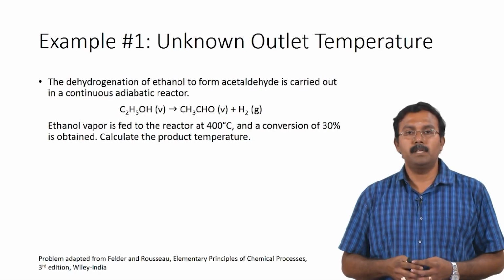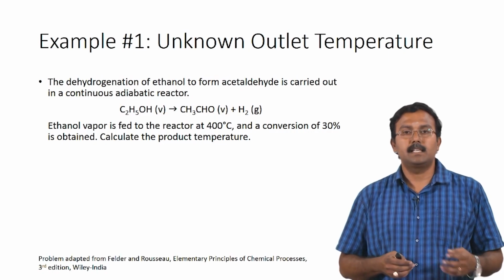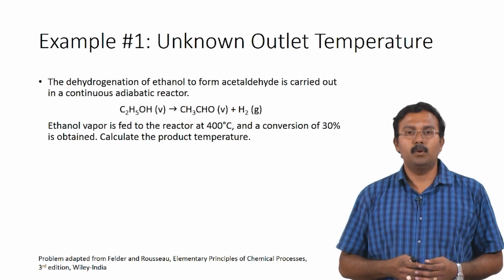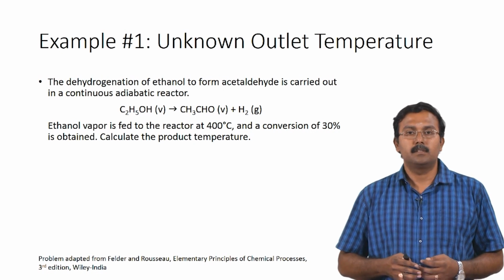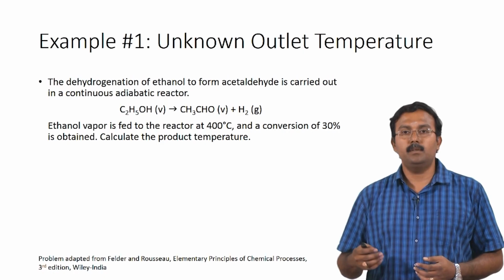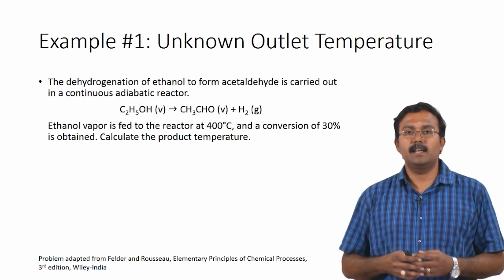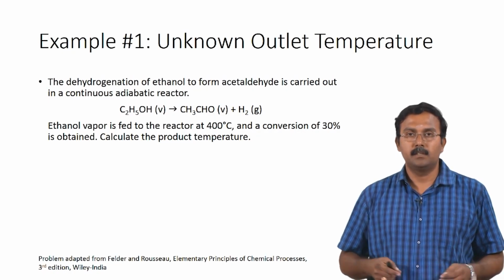So the problem statement says that the dehydrogenation of ethanol to form acetaldehyde is carried out in a continuous adiabatic reactor. So you have 1 mole of ethanol forming acetaldehyde and hydrogen. So all of these are in gas phase. Ethanol vapor is fed to the reactor at 400 degrees Celsius and the conversion is given as 30%. So you are asked to calculate the product temperature.